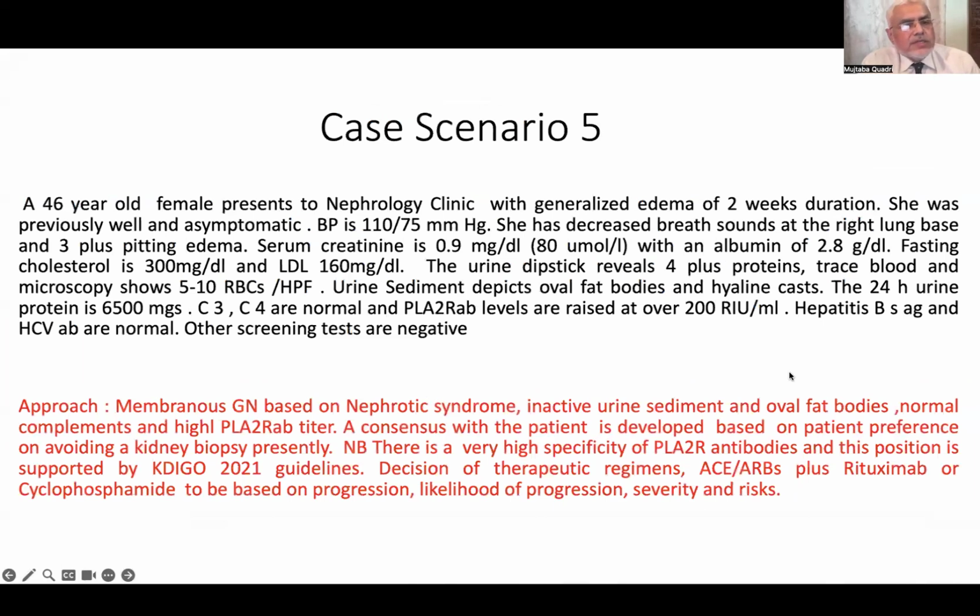Case 5 is a 46-year-old female who presents to nephrology clinic with generalized edema of 2 weeks duration.